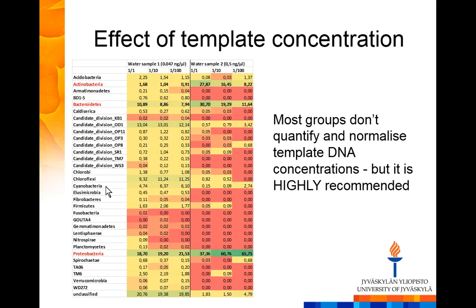of different template concentration. So this is not talked about very much, and I don't think there are very many publications about this. But if you can make sure that you have the same amount of template, then I think you are on much safer ground when you interpret your sequencing results.